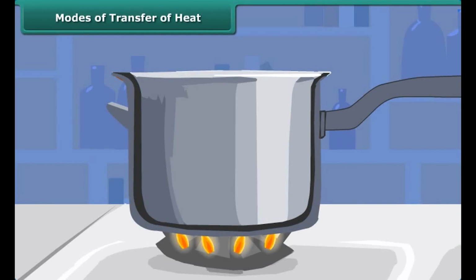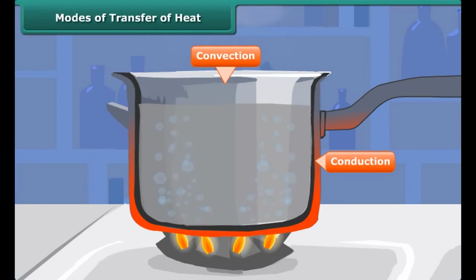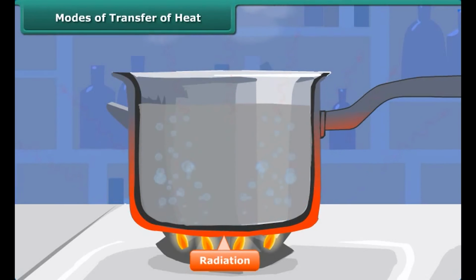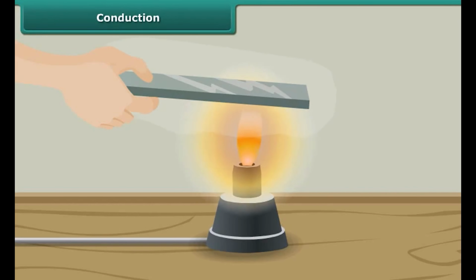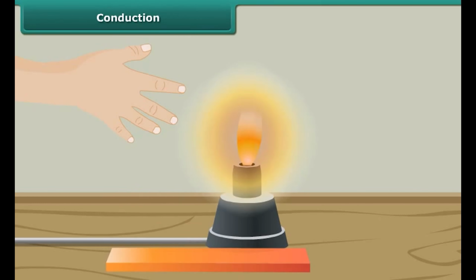There are three modes of transfer of heat from one place to the other place. These are conduction, convection, and radiation. Let us perform an experiment. Take a metal rod, hold one end and heat the other end. In the beginning, the end of the rod in the hand is not hot. However, very soon we find that the end becomes hot and we are not able to hold the rod any longer. It means that some heat has been transferred.